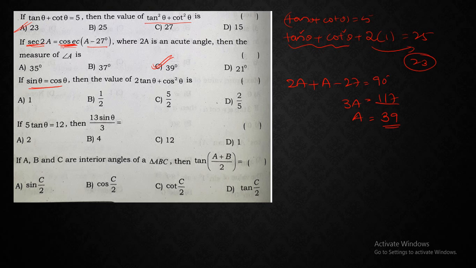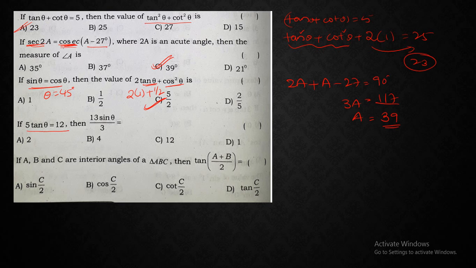If sin theta is equal to cos theta, it is possible when theta is equal to 45 degrees. So tan 45 is 1. So 2 into 1 plus cos square theta. So 1 by root 2 whole square is 1 by 2. So 2 plus 1 by 2 is 5 by 2.